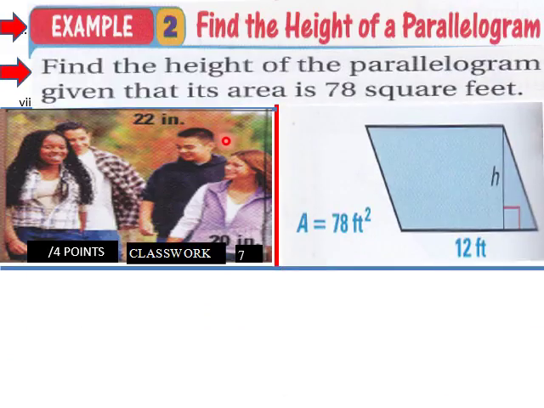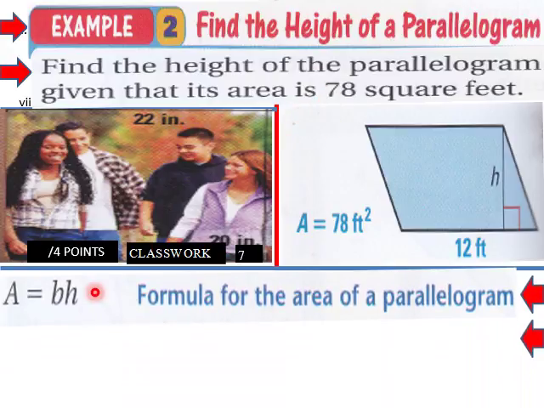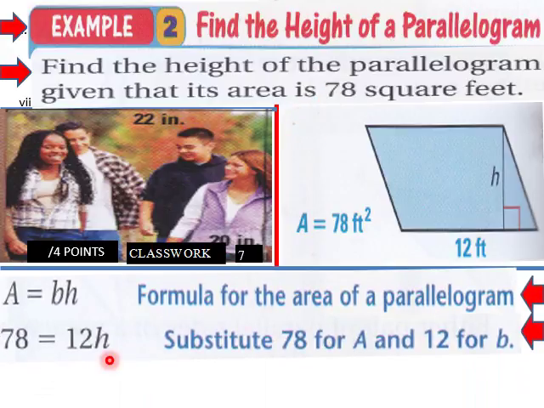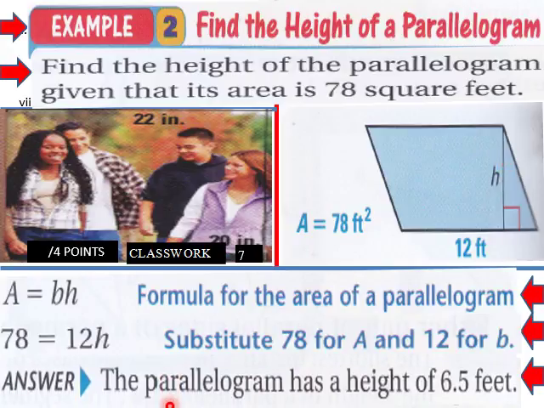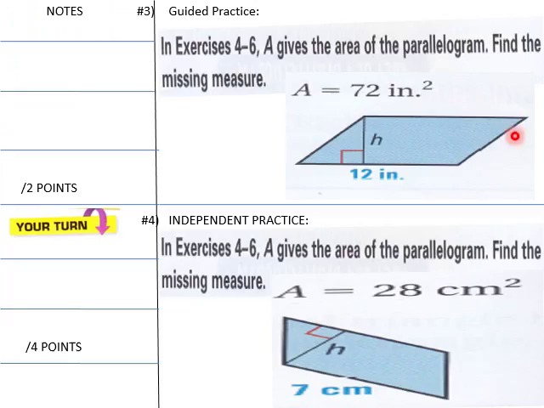Example 2, find the height of this parallelogram. We have an area of 78 square feet, and we know a base. So how in the world do we find the height? Well, here's our formula. Substitute in the values we know, solve for the unknown, and we get 6.5 for h in this situation. So it has a height of 6.5.